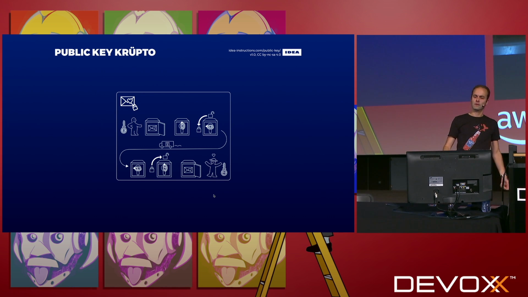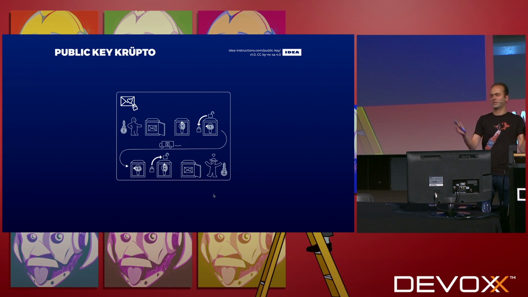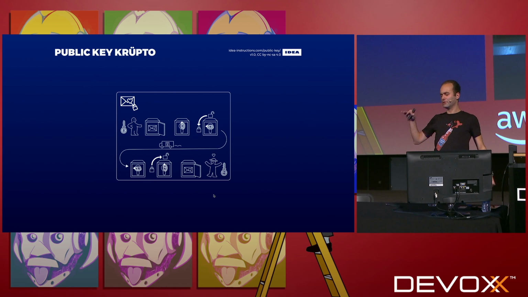So if you want to send a letter to someone, you pick the public key of that person and use that to lock the safe. And now you can put the safe on whatever transport mechanism you like. It can be a truck, it can be a pigeon, it can be anything. Well, pigeons typically don't carry safes, but still. You can use any transport mechanism.